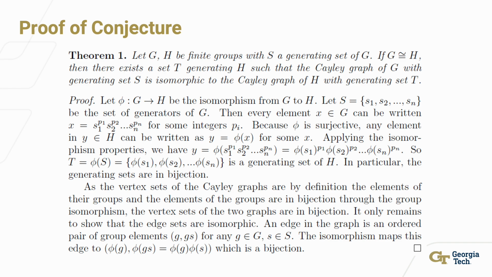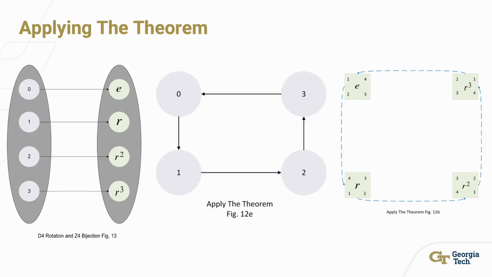And our proof is exactly as we've described before. Clearly, we have a bijection between the vertices given by the bijection between elements, and we can create our bijection between the edge sets using this key fact about generators being isomorphic to each other. Now, let's apply the theorem.